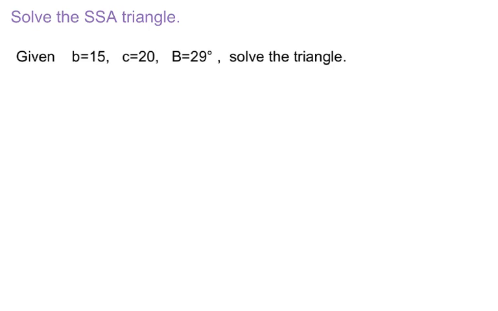Now, one thing we already learned: if you're dealing with an SSA triangle, you can use your law of sines. And briefly, the way we think about law of sines is a over the sine of A equals b over the sine of B. So let's look at what we have. Let's sketch what's given here and try to determine what type of situation we may have.